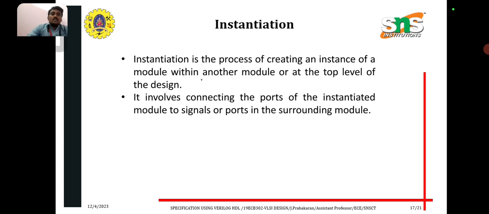Next, instantiation. Instantiation is the process of creating an instance of a module within another module or at the top level of the design. It involves connecting the ports of the instantiated module to signals or ports in the surrounding module. Let me show some examples.